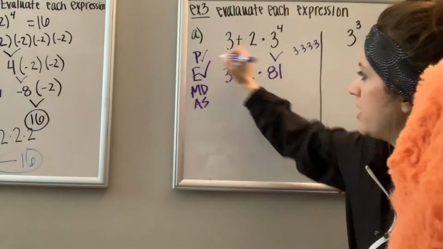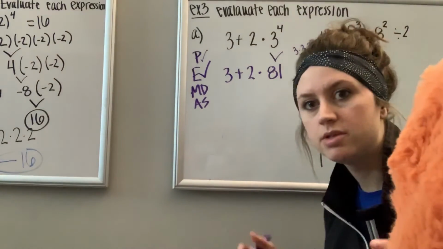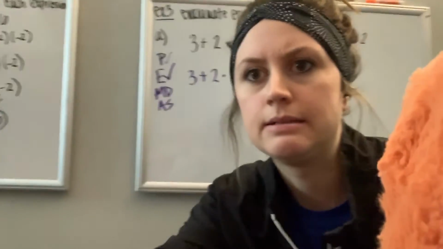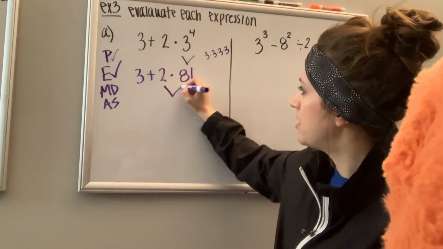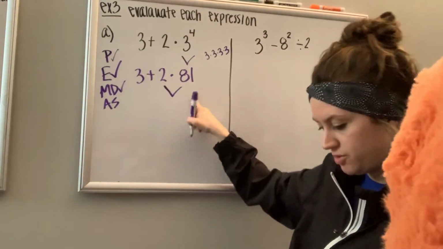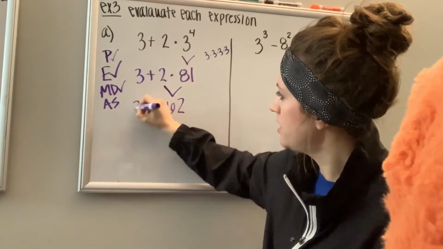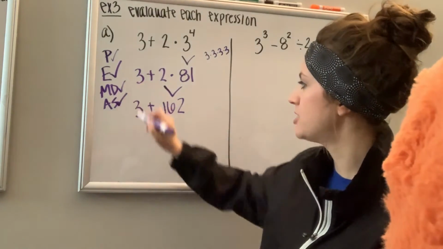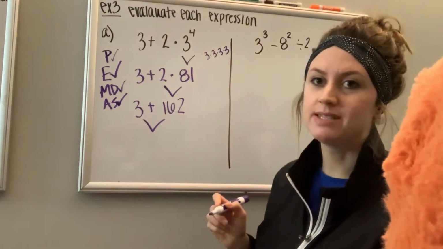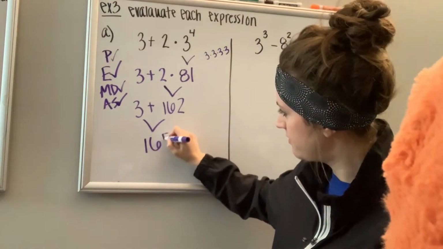Done with my exponent. Again, anytime that you need to pause the video, please do it. Next, I'm going to multiply. 2 times 81 is 162 plus 3. Last step. I'm going to add and subtract. 3 plus 162, 165.